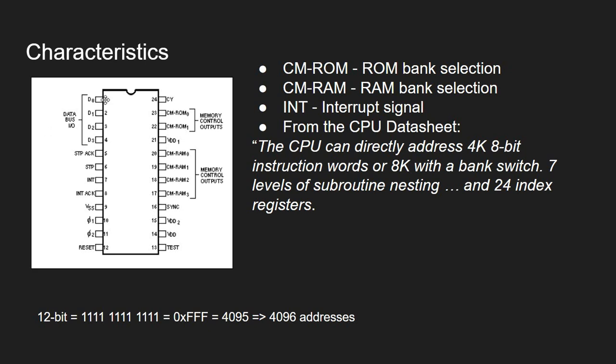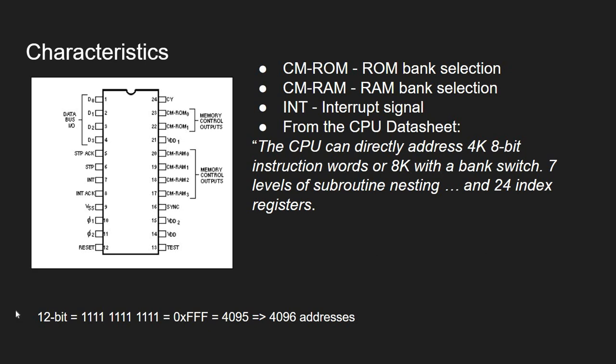But as I already said, the external data bus was 4-bit wide, but it was possible to send multiple of these 4 bits in order to form 12-bit addresses, for example. And this was also used for I/O, as we'll see soon, with supporting ICs. And from the CPU data sheet, we noticed that the CPU can directly address 4 kilobytes of 8-bit instruction words, or 8 kilobytes with a bank switch. So it was possible to use the CPU with only one bank or with two banks. 7 levels of subroutine nesting, so this is increased from the previous CPU, and 24 index registers. So again, it's increased from the previous CPU.